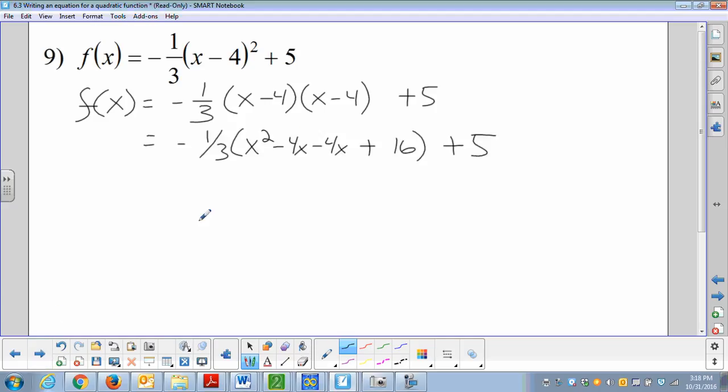All right, that's going to get us x squared minus 4x minus 4x plus 16. Make sure you keep your signs together. Okay, now my next step, I'm just going to simplify these terms by combining my two negative 4x's. That's going to give me a negative 8x. And this is what I mentioned before, where you have this negative 1/3 coefficient. What you want to do is distribute that to each term in this trinomial here.